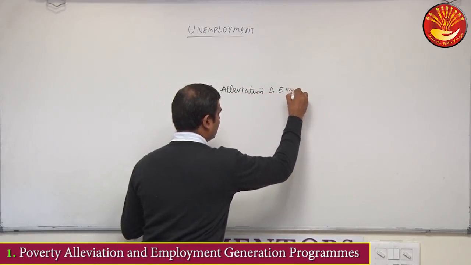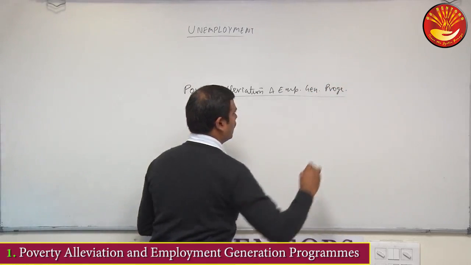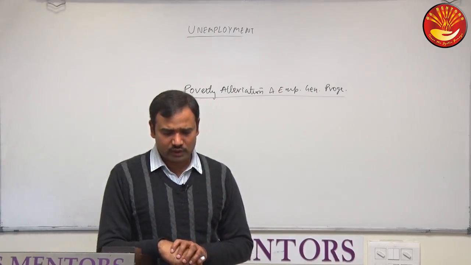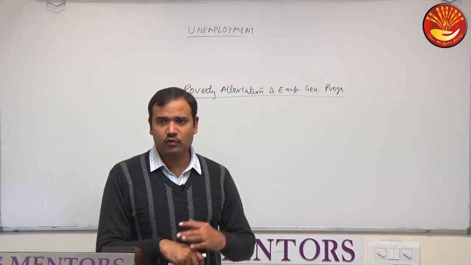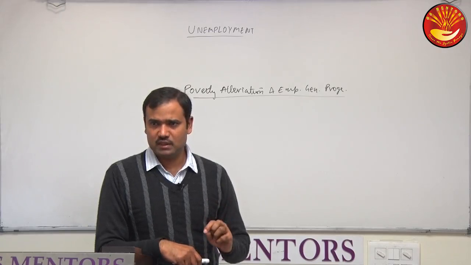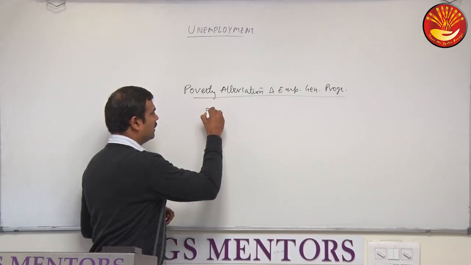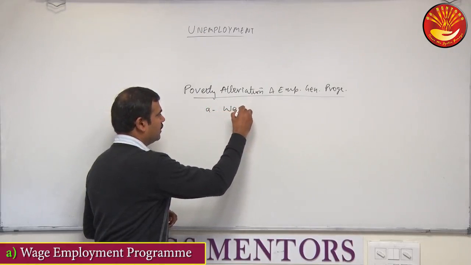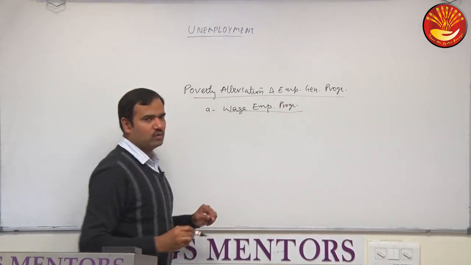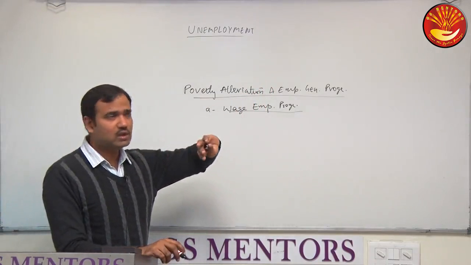And employment generation programs. Poverty alleviation and employment generation programs. The most important is this. It is directly for creating jobs. And these programs are of two types. One, we can say, is wage employment. A lot of such programs are going on. We'll discuss later in detail, but I'm giving you a brief idea about this.